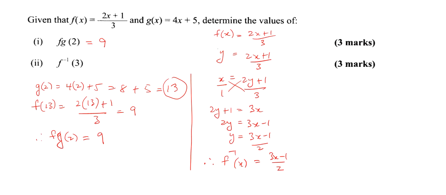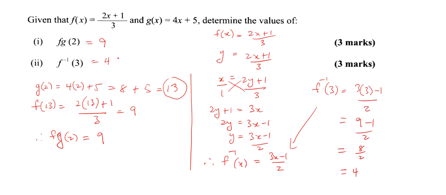And the question is asking us to find f inverse of 3. So we're going to take 3 and substitute it into the inverse. So it'll be (3 multiplied by 3 minus 1) over 2, which will be 3 3s are 9, minus 1, over 2, which is equal to 8 over 2, which is equal to 4. Right? So the answer for this part is 4.